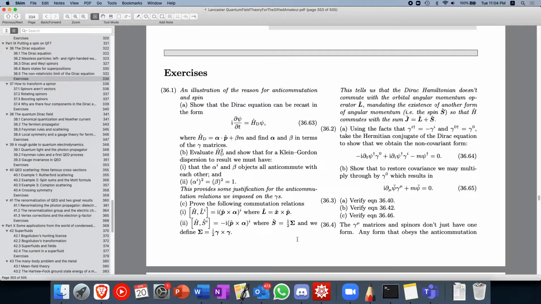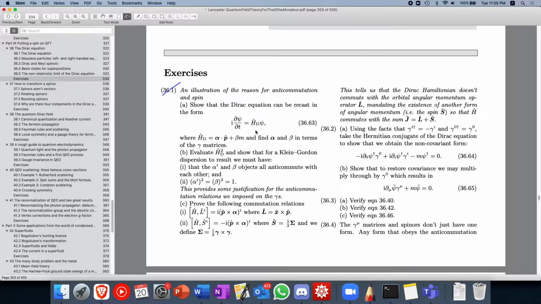Here, and today let's go ahead and continue with our exercises in quantum field theory for the gifted amateur. So today we'll be doing problem 36.1, an illustration of the reason for anti-commutation and spin. Part A, we're going to do all the way to part C, everything.